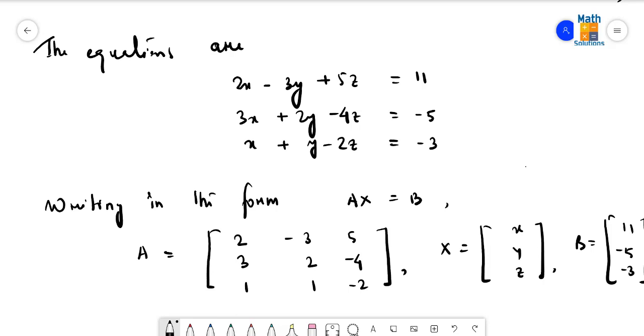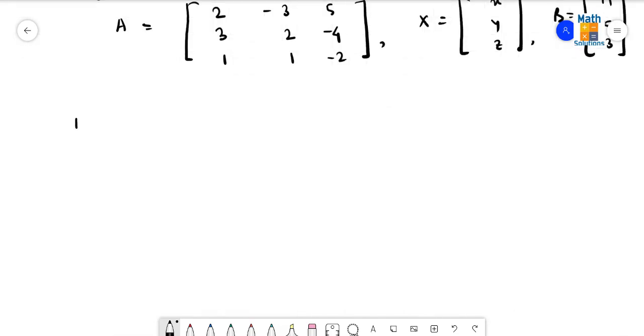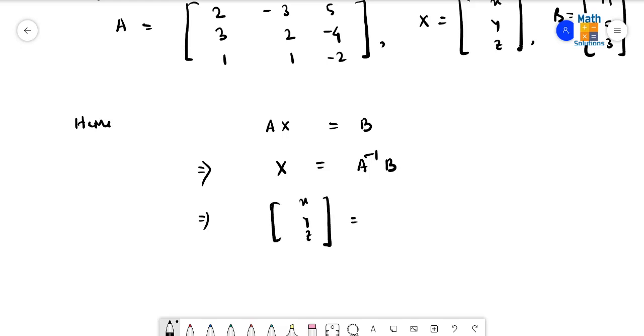While solving this, AX is equal to B, we have to solve it. So X becomes equal to A inverse B, by pre-multiplying both sides by the matrix A inverse. I get here x, y, z is equal to A inverse B.